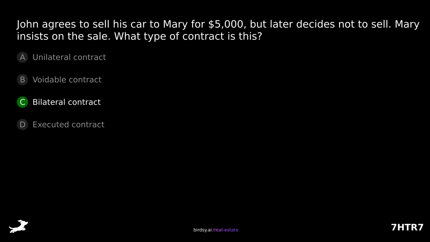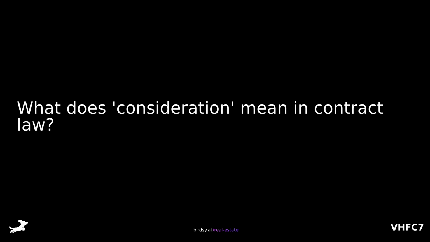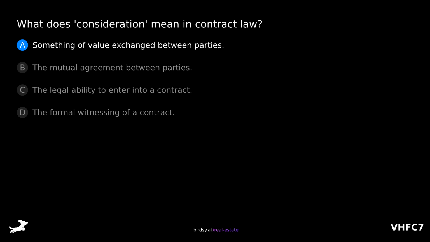The answer is C, bilateral contract. This is an example of a bilateral contract where both parties have made promises. John's refusal to sell could lead to a breach of contract. What does consideration mean in contract law? Is it A, something of value exchanged between parties, B, the mutual agreement between parties, C, the legal ability to enter into a contract, or D, the formal witnessing of a contract? The answer is A, something of value exchanged between parties.